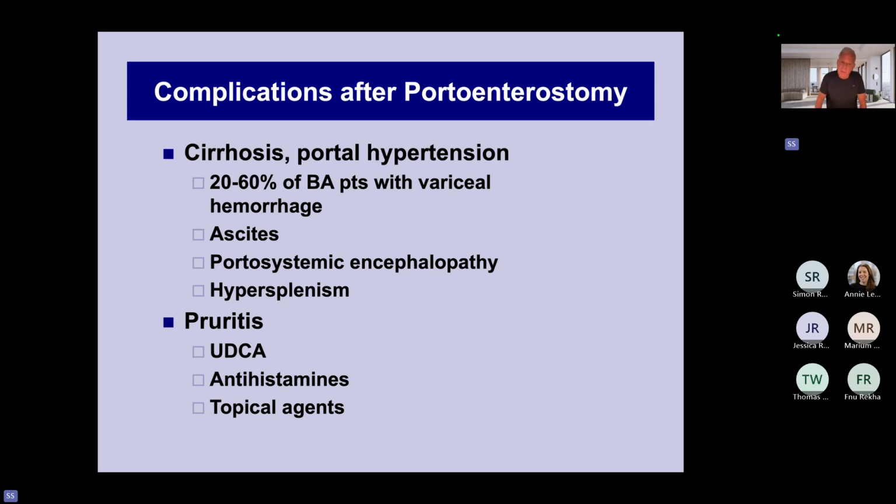Pruritus still is a major problem, particularly in Kasai failure. It can be treated by a number of agents, and the new agents are the bile acid uptake inhibitors, which we'll talk about in a later lecture. In the old days, we used to use ursodeoxycholic acid, antihistamines, and topical agents. So now we're into really the ileal bile acid blockers as being more effective for a variety of cholestatic disorders, among them Alagille and alpha-1 antitrypsin deficiency.